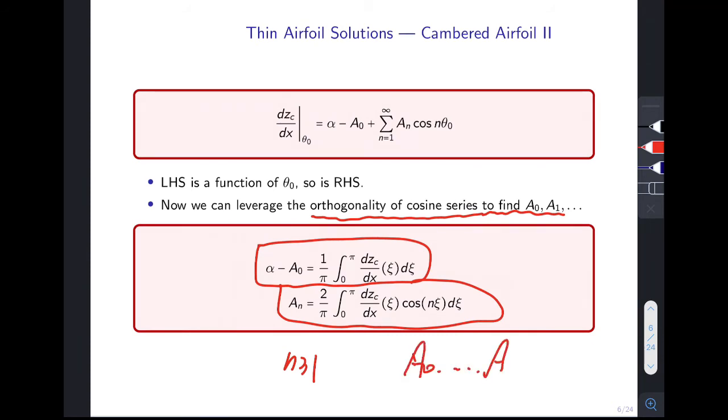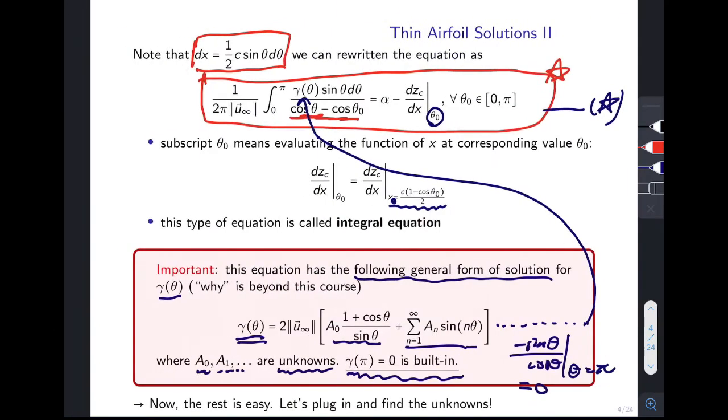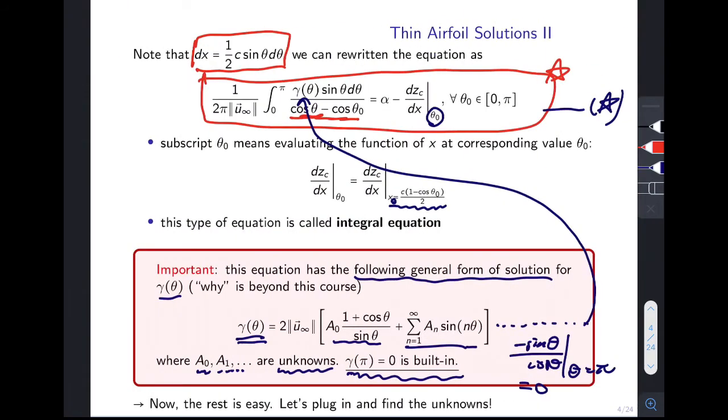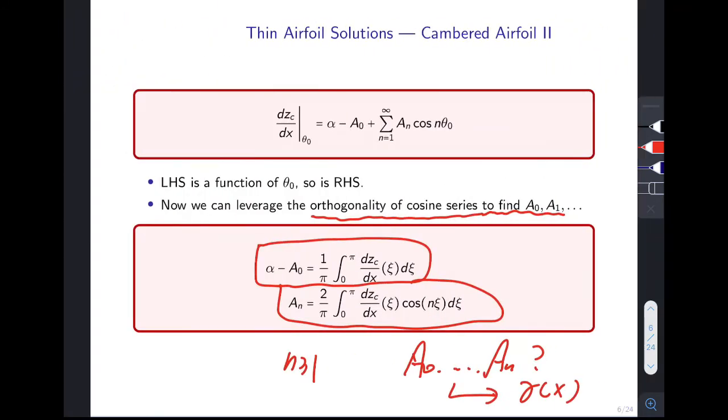Once you get a0 to an, these are the things that determine gamma x, because of the beyond-the-course general form. It basically tells you that if you know a0 to an, you can figure out gamma theta. With gamma theta, because you know the x and theta relation, you figure out gamma x.